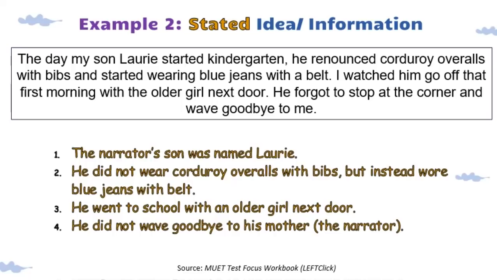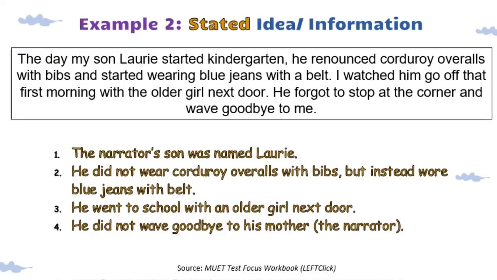And according to the text, he did not wear corduroy overalls with bibs. Now, corduroy overalls with bibs are usually clothes worn by younger children, by toddlers, maybe at the age of 3 or 4. So he no longer wears that, but now he's wearing blue jeans with a belt. Now, usually jeans are a typical type of pants worn by older children. Yeah. So he went to school with an older girl next door. Instead of going to school with his mom, he went to school with an older girl. And he just started kindergarten.